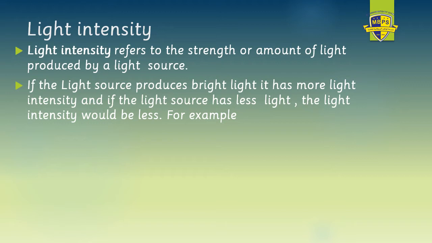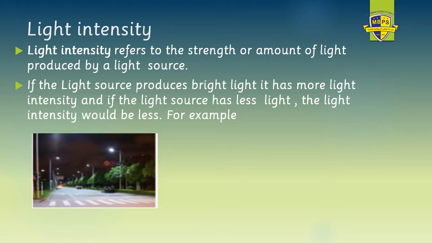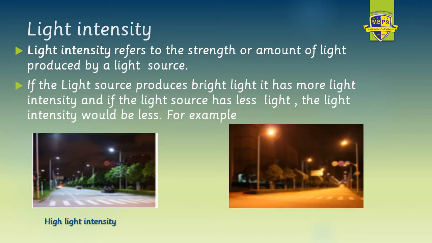Now, if a light source produces bright light, it has more light intensity. And if a light source has less light, like in the second picture, the light intensity would be less. So the places which are more bright have high light intensity and the places which are not that bright, they are dim, they have less light intensity.